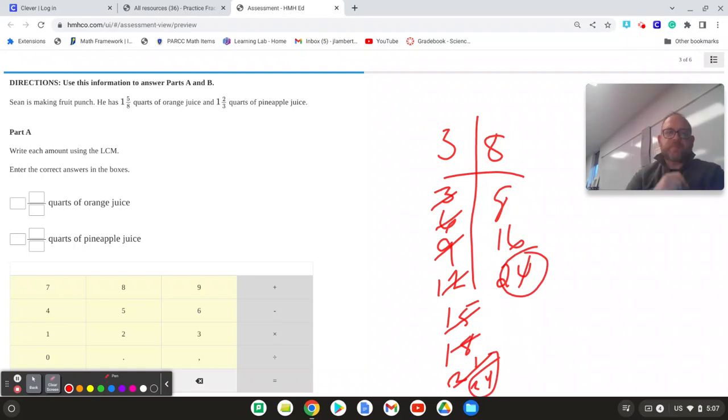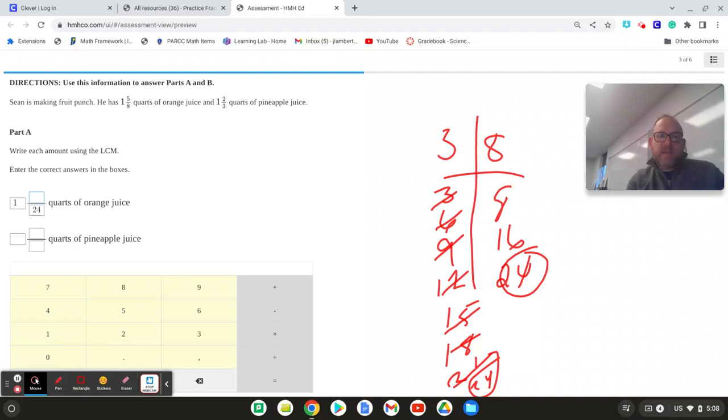So if I write these using LCM, I'm still going to have 1 over here for my quarts of orange juice. That's not going to change. But this is going to change. We're going to use 24ths here.